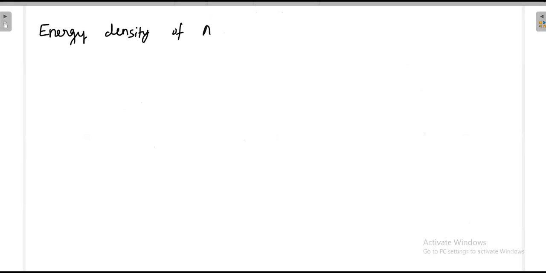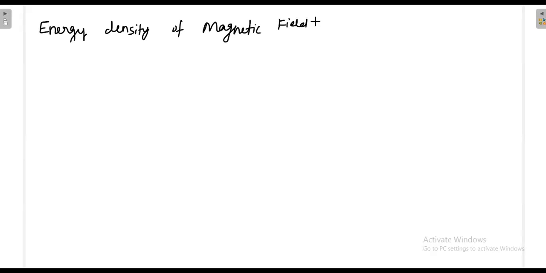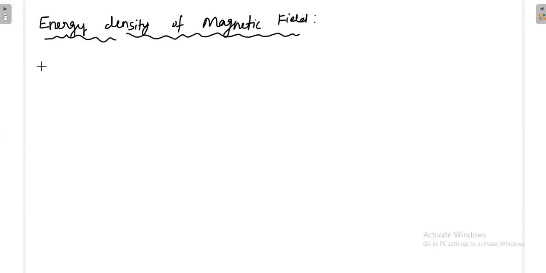Energy density. You have seen the energy in the electric field. What is the energy density of the magnetic field? Energy density means energy per unit volume. Energy density is equal to 1 by 2 mu H square.